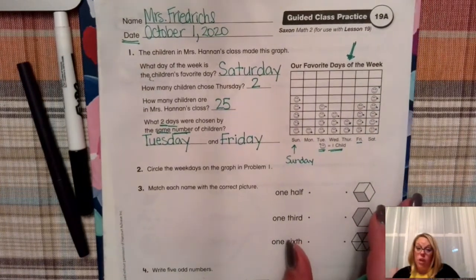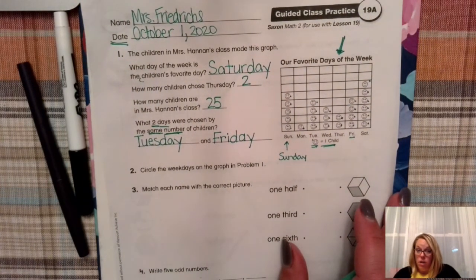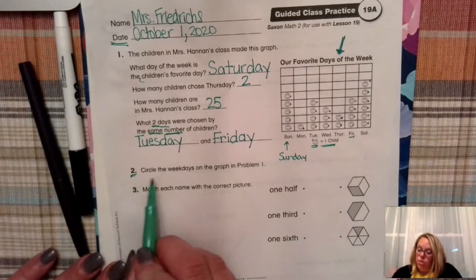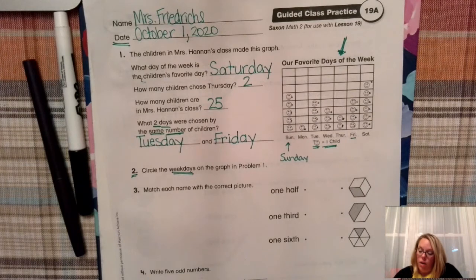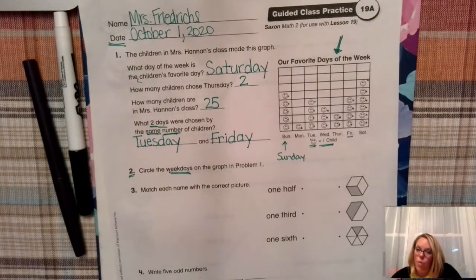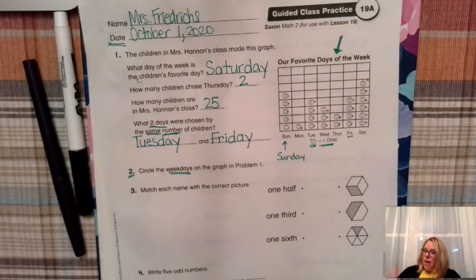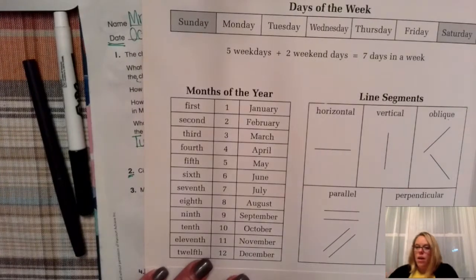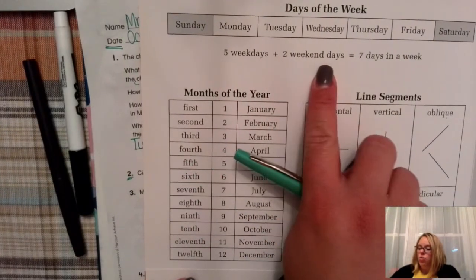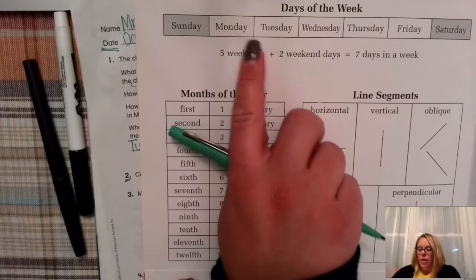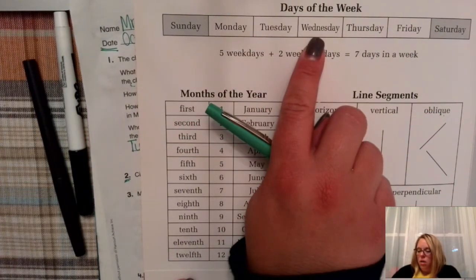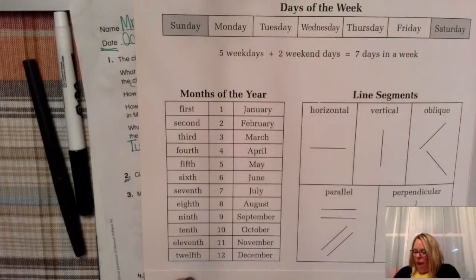Now we have another job. Can you handle another job? Number 2 says, circle the weekdays on the graph in problem 1. So here's our graph, the weekdays. Remember, our weekdays are different from our weekend days. If you don't remember, you can go back and look in your math folder. It says 5 weekdays and 2 weekend days. The 5 weekdays are these ones that don't have any gray in them. Monday, Tuesday, Wednesday, Thursday, Friday.